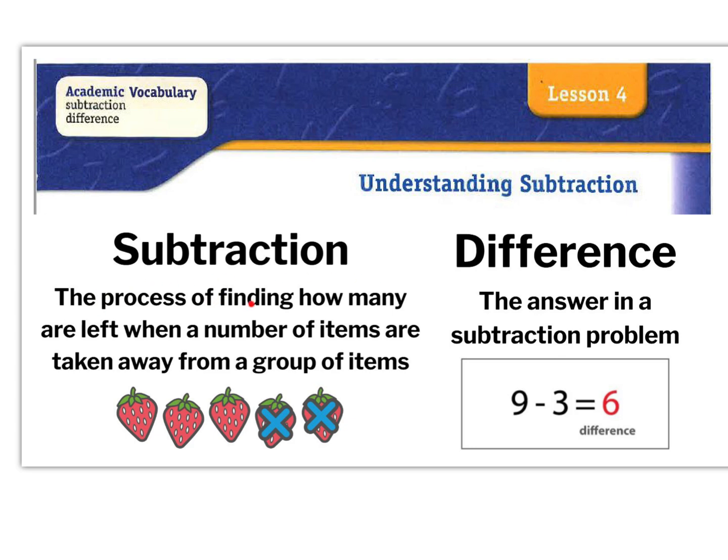Subtraction is the process of finding how many are left when a number of items are taken away from a group. So here's a nice little drawing. 5 strawberries. How many are left when you take away 2? There are 1, 2, 3.